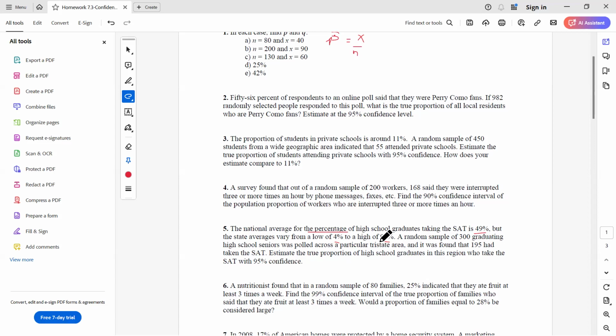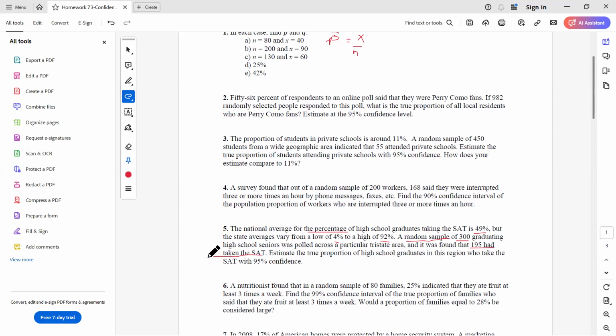So what we're going to do is use our own data and see if we can come up with an approximation. A random sample of 300 graduating high school seniors was polled across a particular tri-state area, and it was found that 195 had taken the SAT.